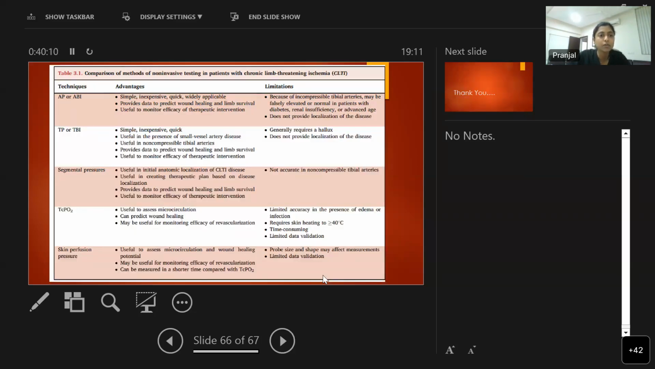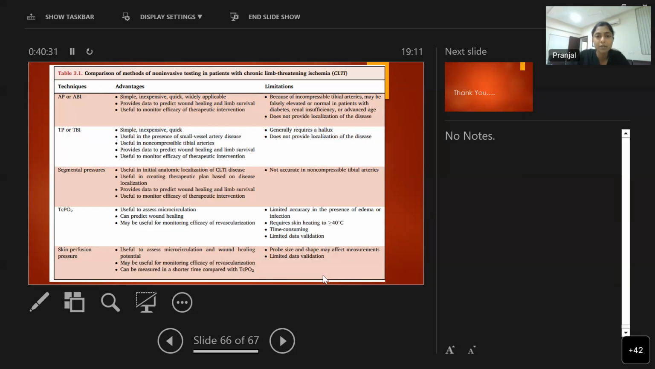Comparisons of methods of non-invasive testing in patients with CLTI. And ABI: it is simple, inexpensive, quick, widely applicable, and it provides data to predict wound healing, limb survival, and is useful in monitoring efficacy of a therapeutic intervention.